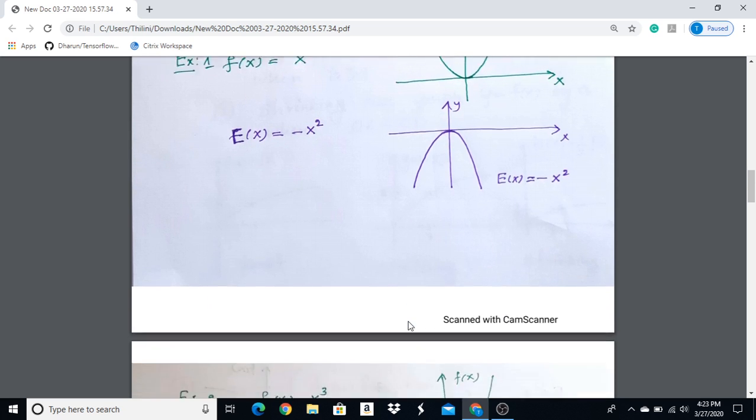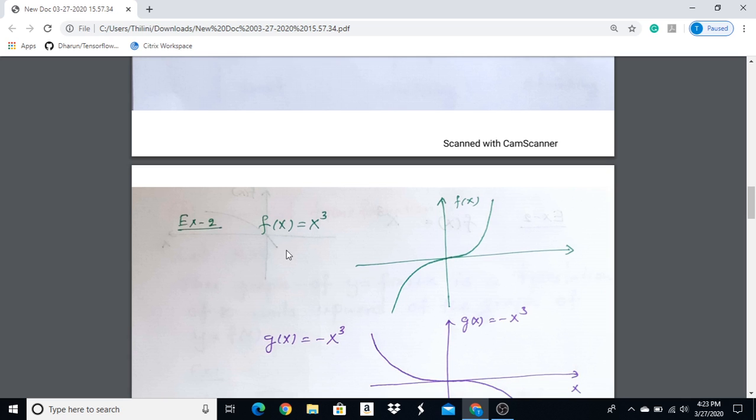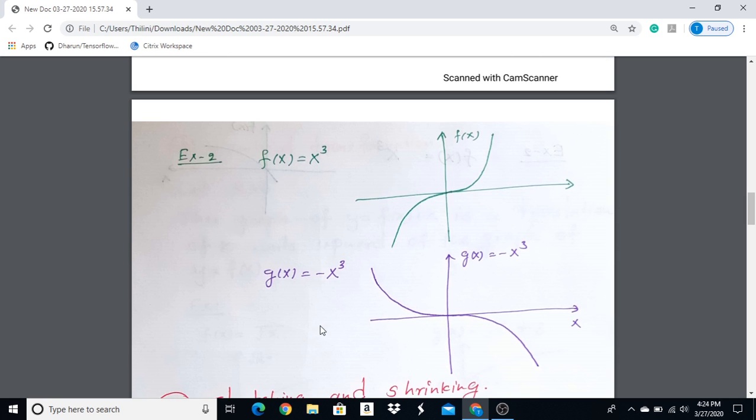Now let's look at another example of the same transformation type. Here we have f(x) equals x to the power 3, one of our basic functions we discussed before. Now I'm multiplying it by minus 1, so that becomes minus x to the power 3, and let's call that g(x). Now it should be reflected about the x-axis, so it looks like this. So this is a reflection transformation.